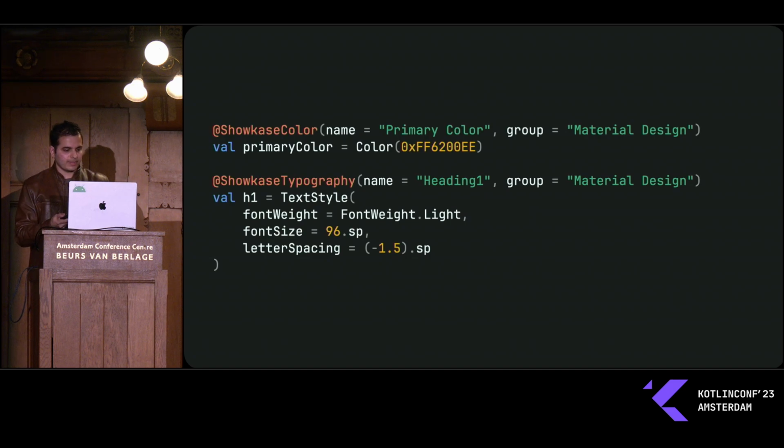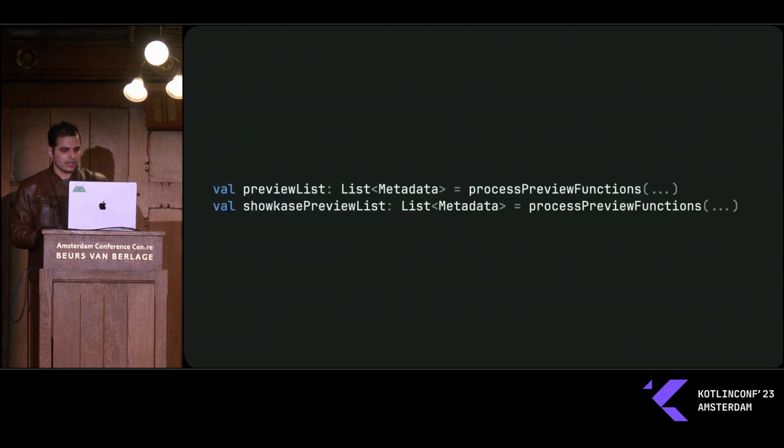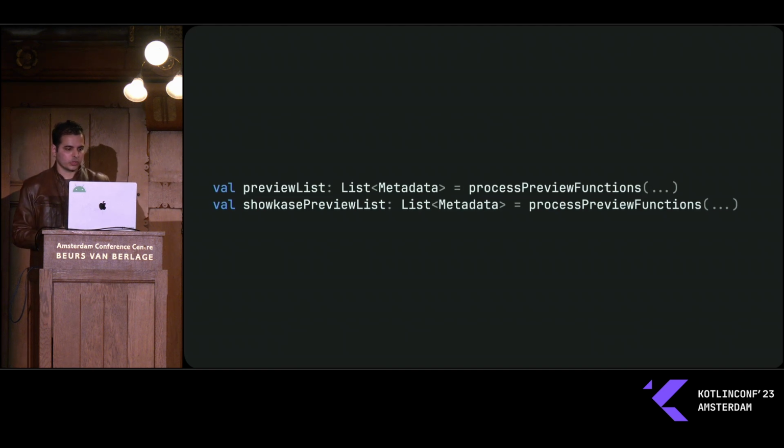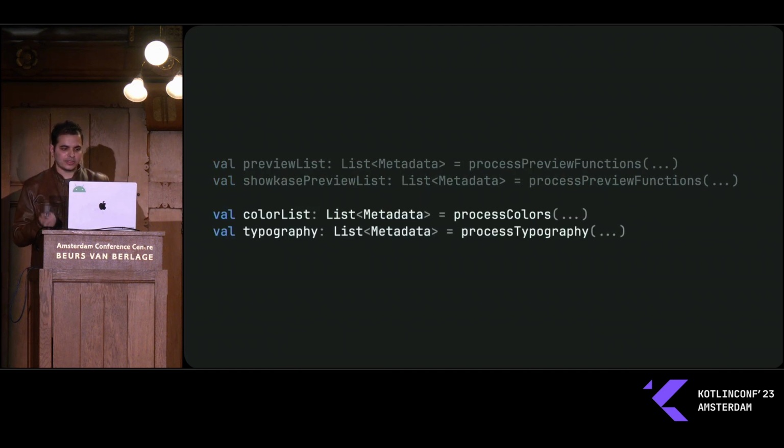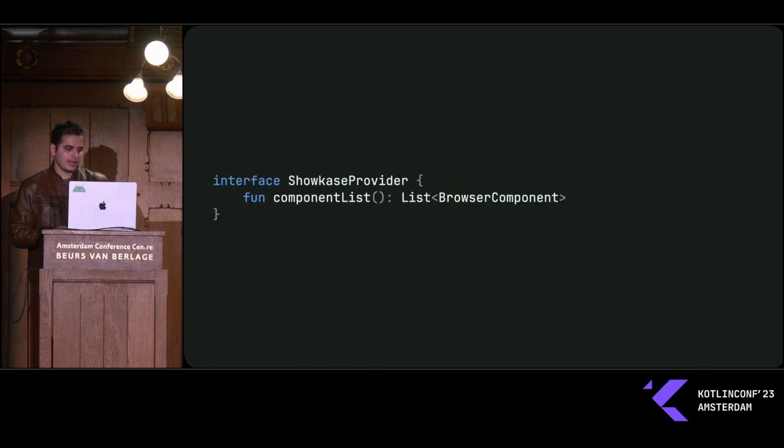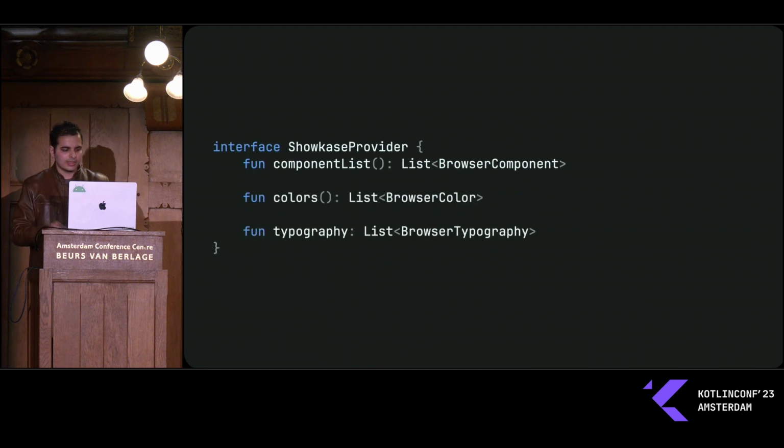On the usage side, you use it very similar to how you use preview functions. The only difference is that you're annotating fields with this annotation. And then we add logic to parse these two new annotations that we've created. So you'll remember these two functions. At the same spot, after I parse the previews, I'll also parse my colors and typography. The logic looks very similar. The interface had one method. Now it will have a couple more.